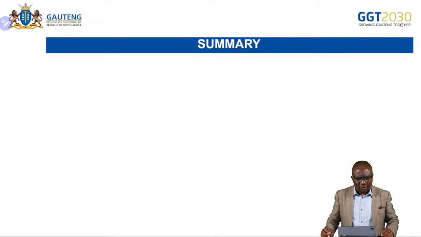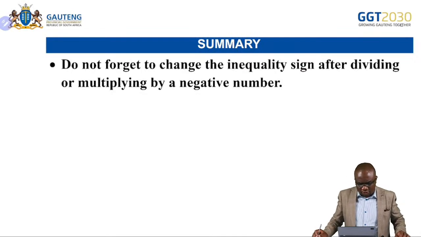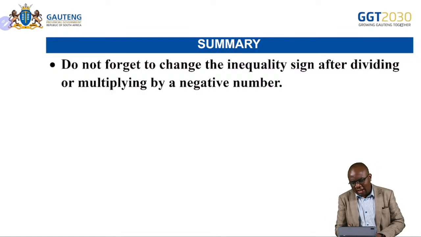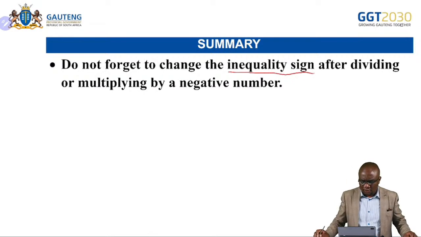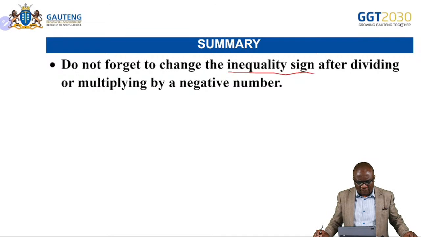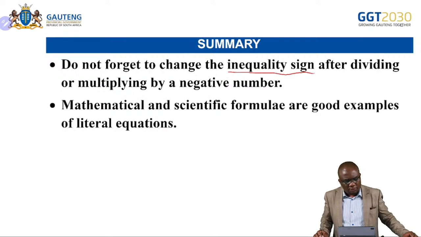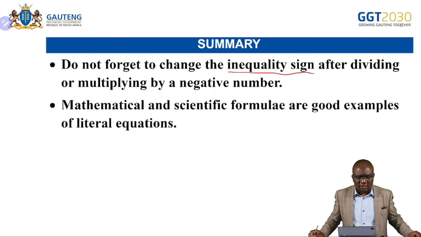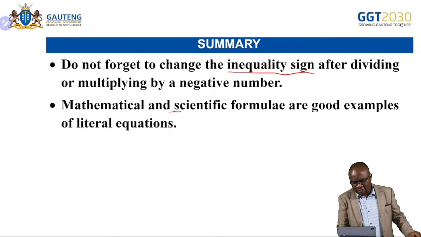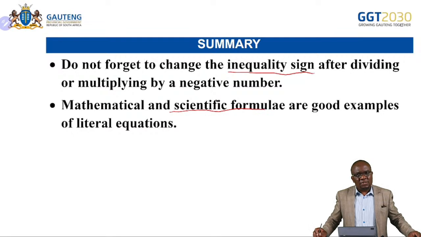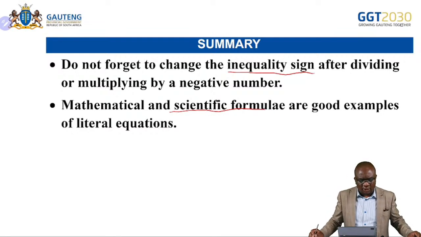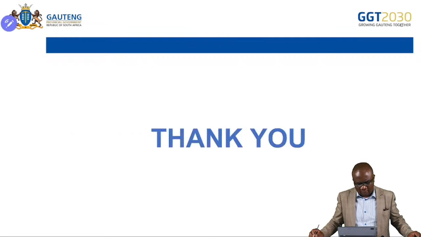Right. Let's summarize our lesson, grade 10s. Do not forget to change the inequality sign. I think I brought a lot of examples where we're changing the inequality sign after dividing or multiplying by a negative number. And then mathematical and scientific formulae are good examples of literal equations. I think some of you doing physical sciences have seen that we use some of the formulae that are used in physical sciences. So you're going to apply this a lot in the other subjects, even in mathematics.